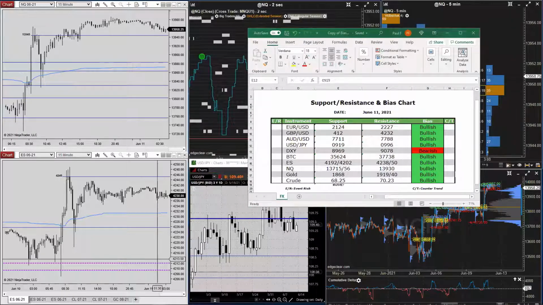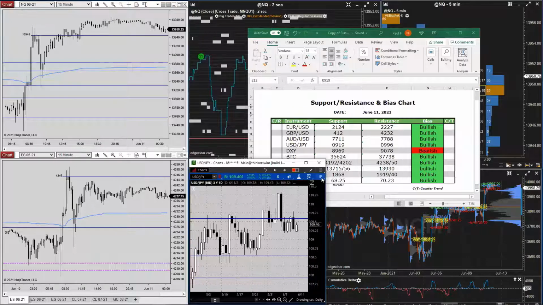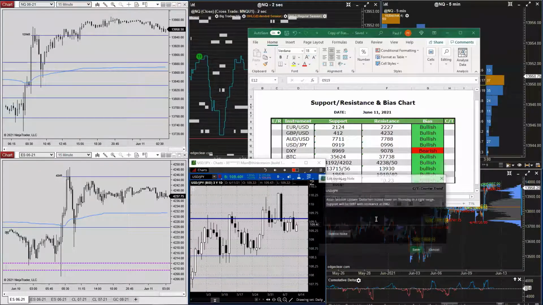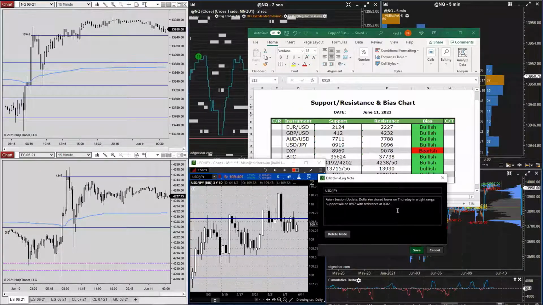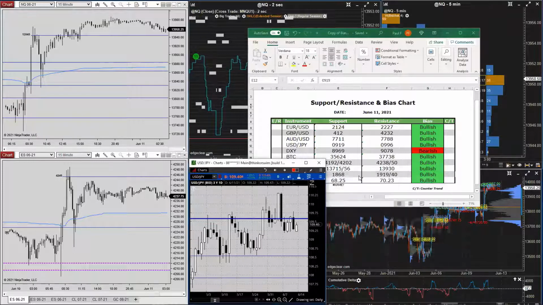Dollar yen. Dollar yen closed lower on Thursday in a tight range. Support will be 8.97 with resistance at 8.982.